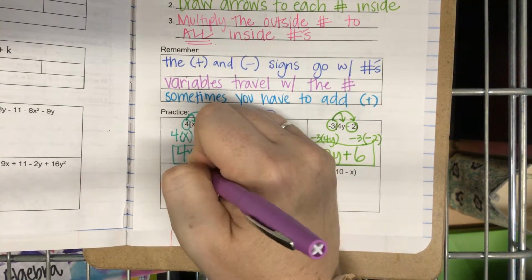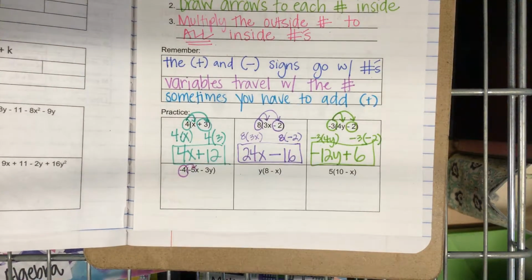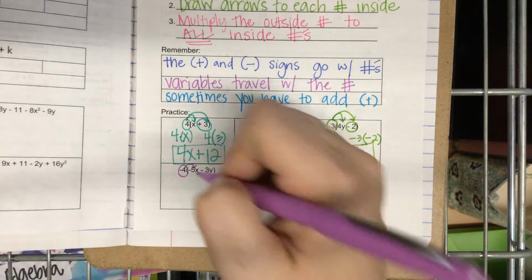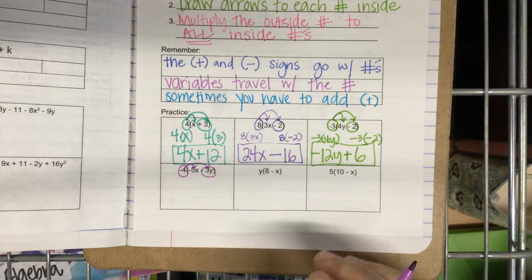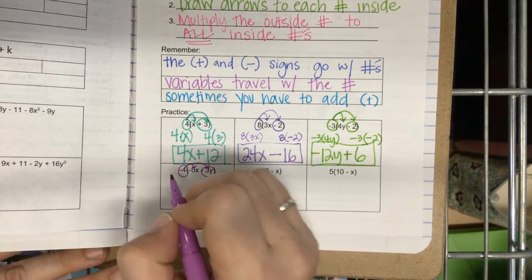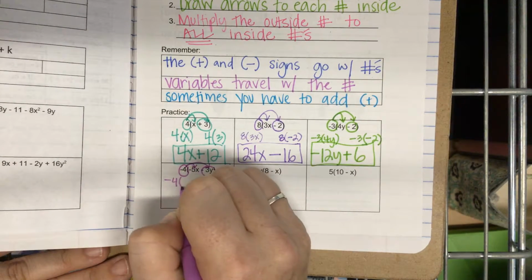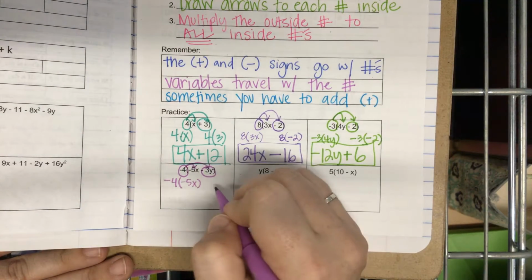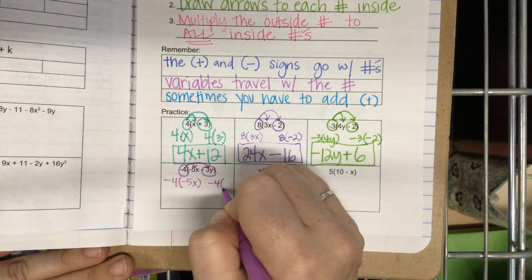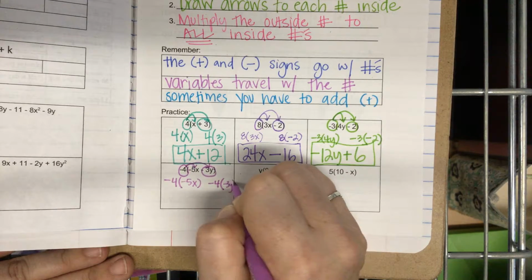Negative 4 gets distributed to negative 5x. And negative 4 gets distributed to negative 3y. I'm going to write it down. Negative 4 times negative 5x. And negative 4 times negative 3y.